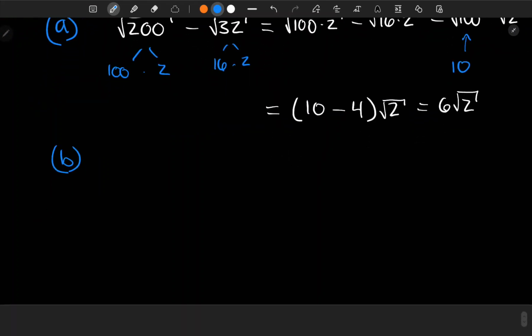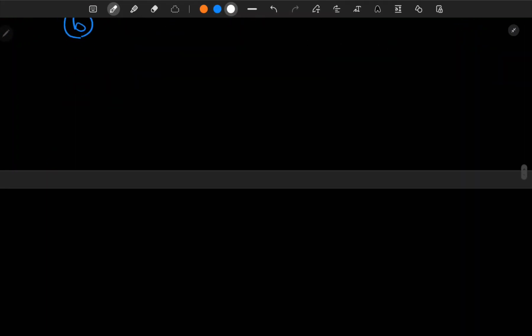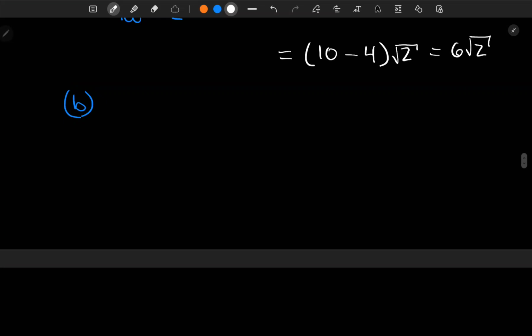Next, simplify the following expression: 3 times a cubed times b cubed times 4ab squared, all squared.